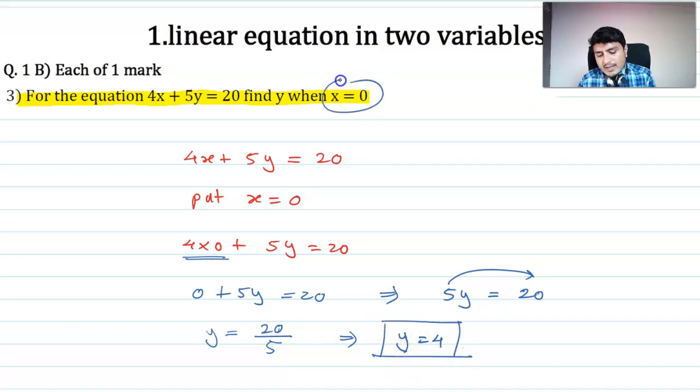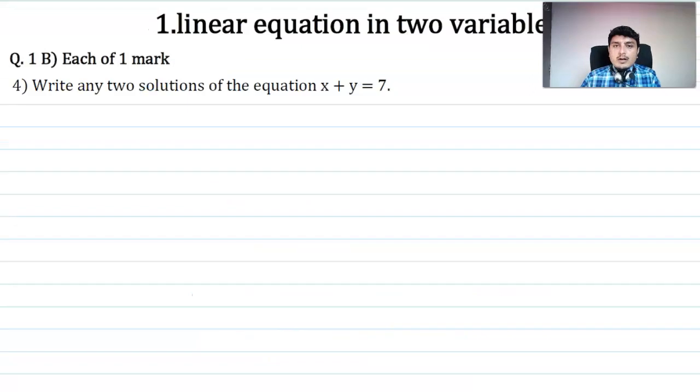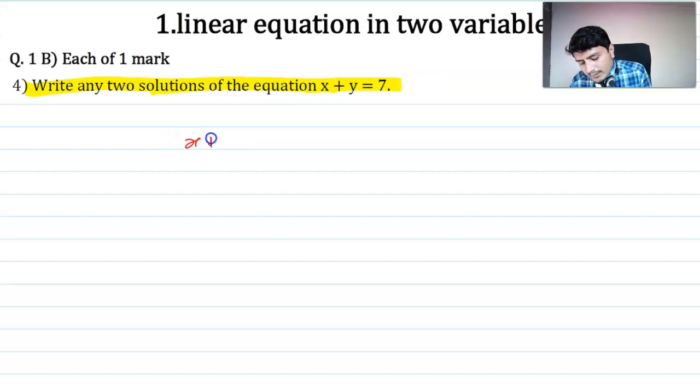Once the value of x is equal to 0, the value of y equals 4 for the given linear equation in two variables. Now look at question number 4. Write any two solutions of the equation x plus y equals 7. So we are given x plus y equals 7, which is a linear equation in two variables. A single linear equation in two variables has infinitely many solutions, and we have to write any two here. So look carefully.